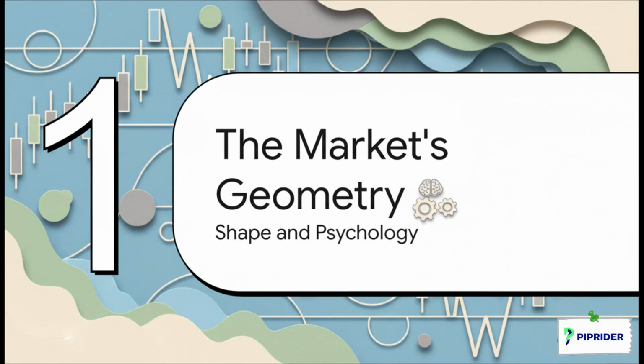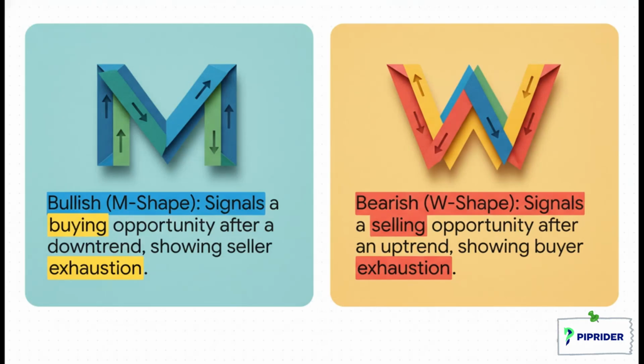Okay, so to really get the Gartley, we've got to look beyond just some lines on a chart. We need to see its shape and, maybe more importantly, understand the story it tells about what's going on in the heads of buyers and sellers. So let's break down that geometry first. The pattern basically comes in two flavors. They're just mirror images of each other. It's actually pretty easy to remember.